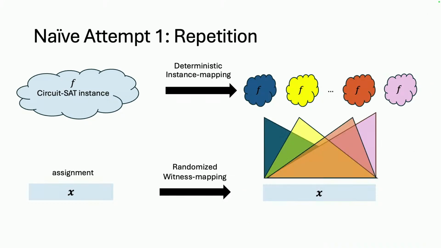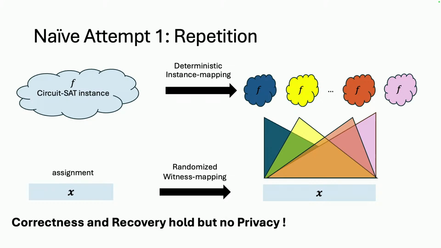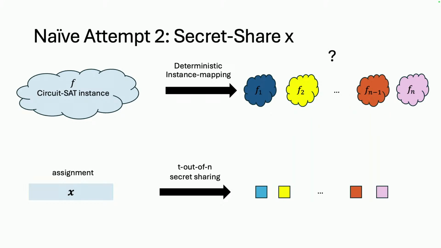Good. So this is the definition, and how am I doing with the time? Let's see two naive attempts that don't work, just to make sure that we understand this notion. One naive thing to do is just to copy the assignment and duplicate this function. It's not hard to see that this satisfies correctness and recovery, but there's no privacy here. If I give you just one assignment that satisfies just F, you learn everything. So this is kind of 1 out of n, because the privacy is a trivial n minus 1.